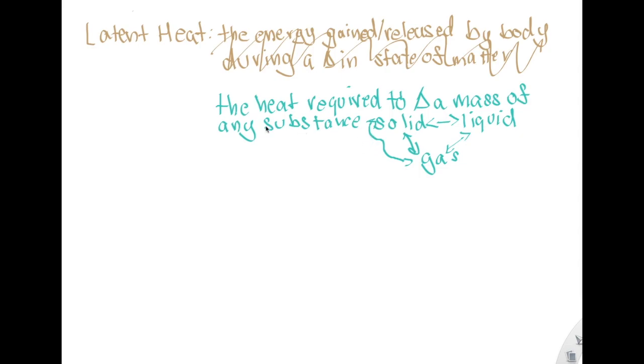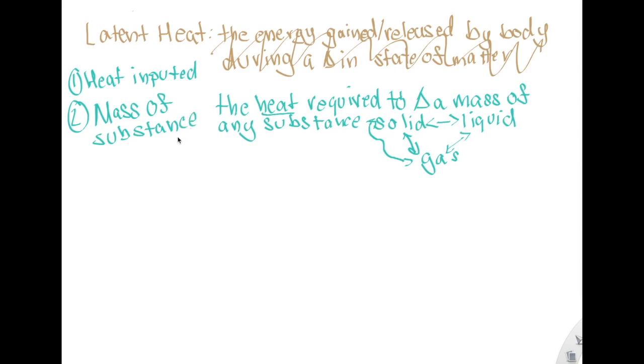Okay. From this definition, we can see that latent heat of transformation depends on two things: the heat inputted into an object, and the mass of the substance. So it's the mass of said substance.